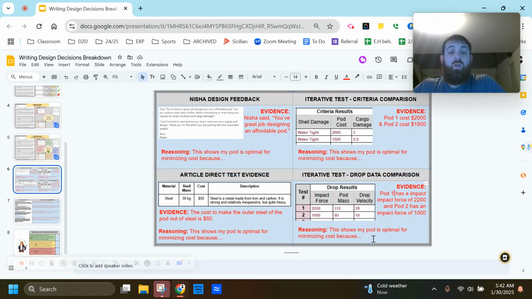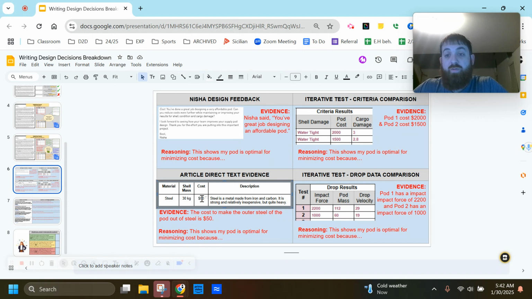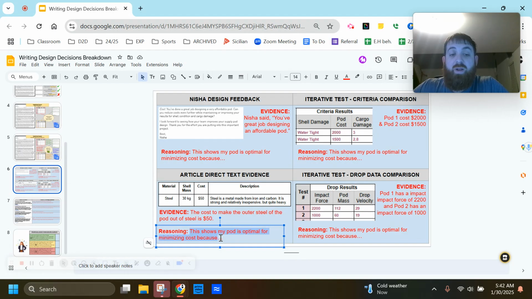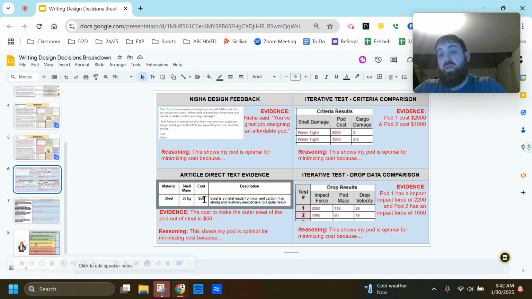The last one is the direct text evidence from the article. This is where you can go in and use evidence from any of the articles to show that in this case you brought down the cost. So for example, the cost to make the outer shell of the pod is $50. And this cost is where I could really focus on how I minimize the overall cost of my pod. So this shows my pod is optimal for minimizing cost because the steel was $50 and maybe the aluminum was $100. So I was able to use a lower costing material, creating a better cost overall for my pod.